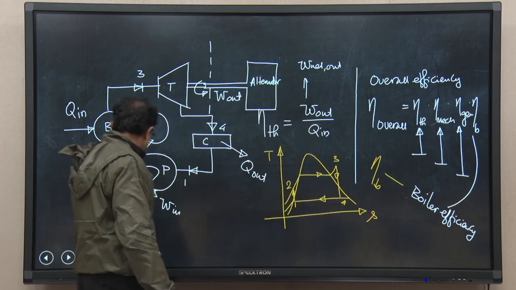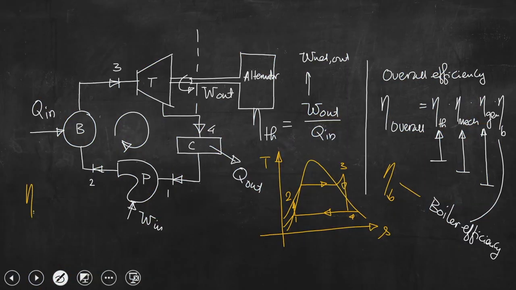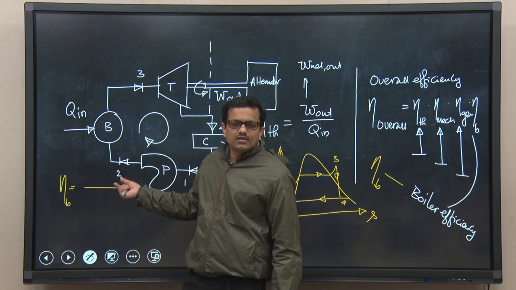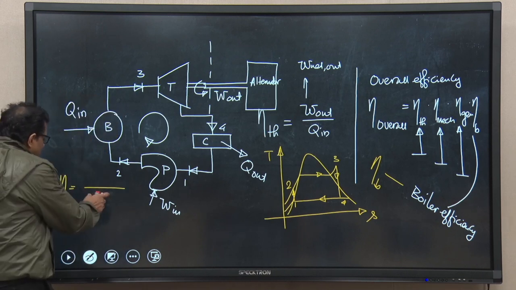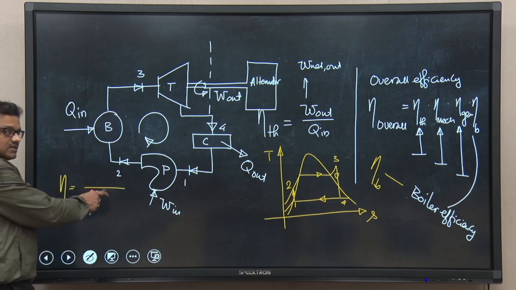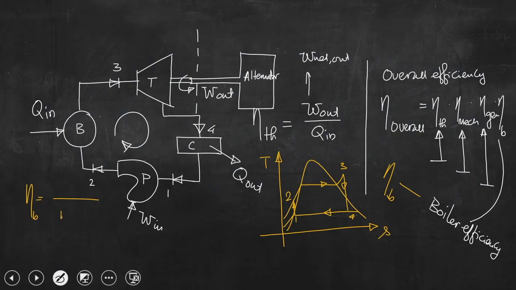So, what is boiler efficiency, you can understand now. Let me write here the boiler efficiency, eta b, equal to, as when we define any efficiency, something like output energy to input energy. So, the amount of energy added to the boiler is m dot fuel into the calorific value of the fuel.